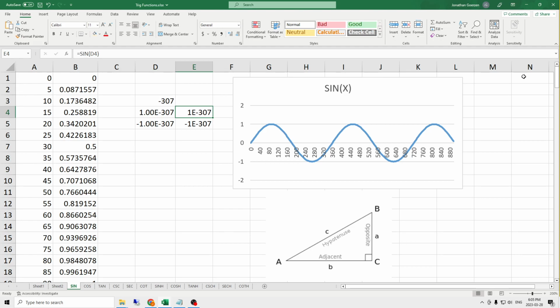Related functions to the sine function would be, of course, the cosine function, the tangent function, the other trig functions for this triangle. And then if you really wanted to get crazy, there's the cosecant function, which is 1 divided by the sine of x. And that concludes the video encyclopedia entry for the sine function.